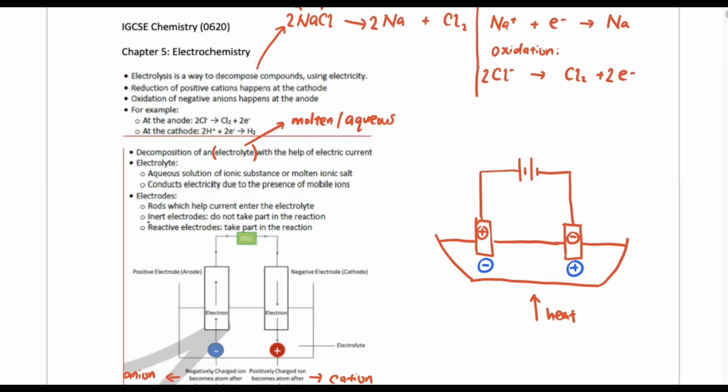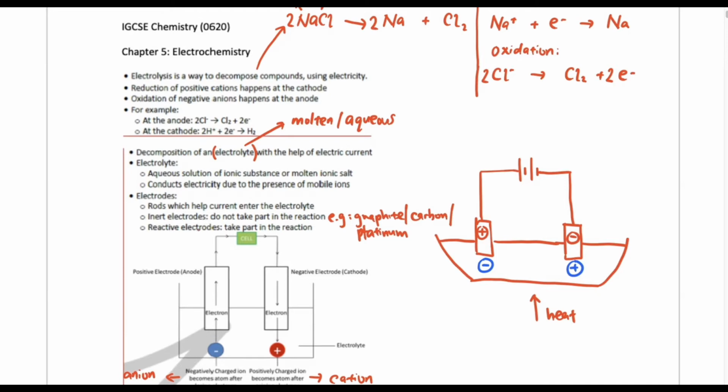Okay, so inert electrodes do not take part in the reaction. An example of an inert electrode is graphite or carbon electrode, or even the more expensive one like platinum. They are inert electrodes that do not take part in the reaction. That means if you are using graphite, at the end the graphite just remains there, not reacted or dissolved in water. It just remains as graphite all the time.